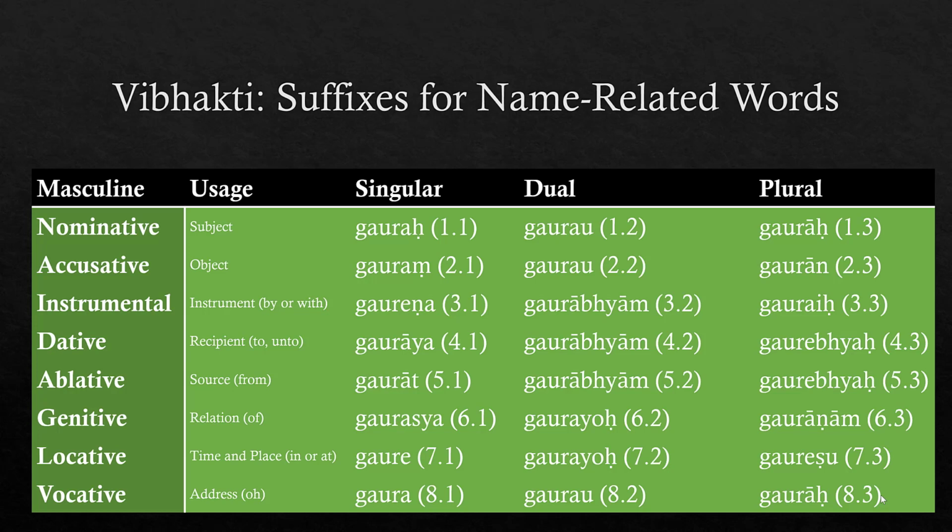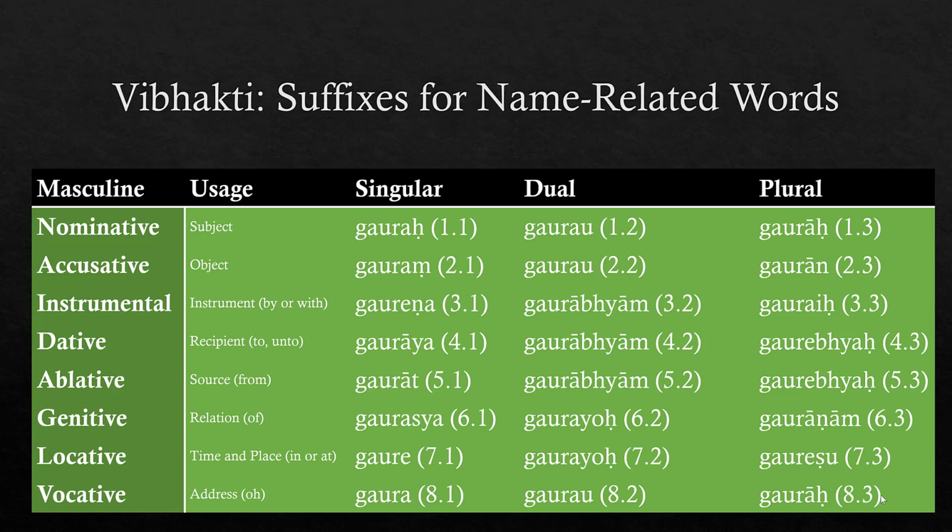Like if you remember Vasudeva, Om Namo Bhagavate Vasudevaya. So, like that. If something is taken away from Gaura, which means source from, then it will be Gaurat, Gaurabhyam, Gaurebhyah. If Gaura is used in somebody's relationship, then it should be Gaurasya, Gaurayoh, or Gauranam. If something happens in Gaura or at Gaura, then Gaure, Gaurayoh, Gaureshu. And if somebody is calling Gaura, it should be Gaura, Gaurau, and Gauraha. So this is the standard usage of suffixes.